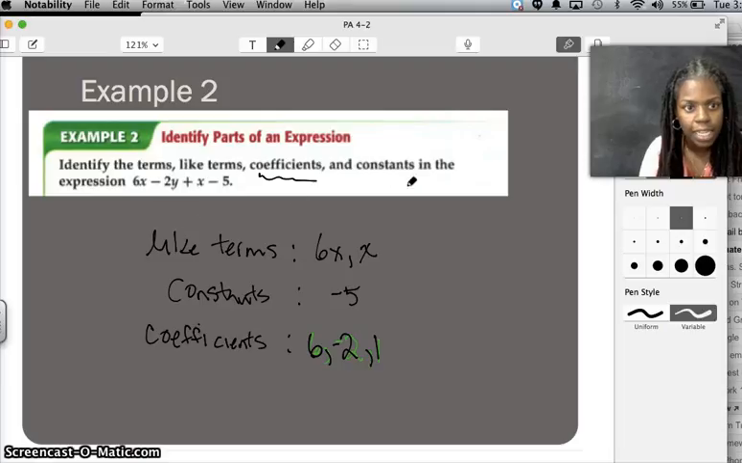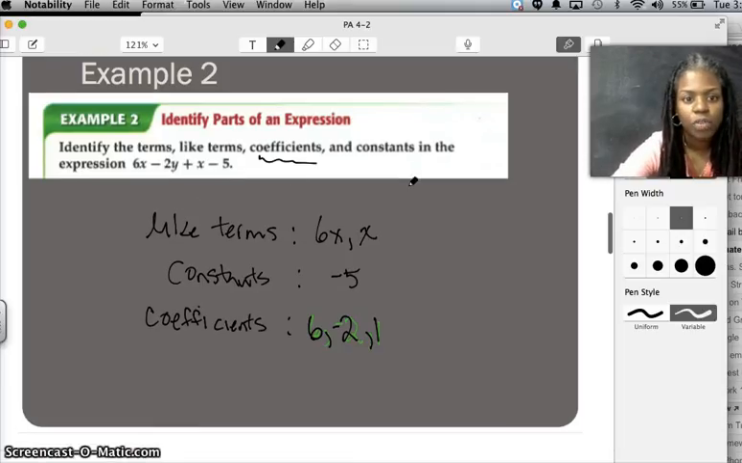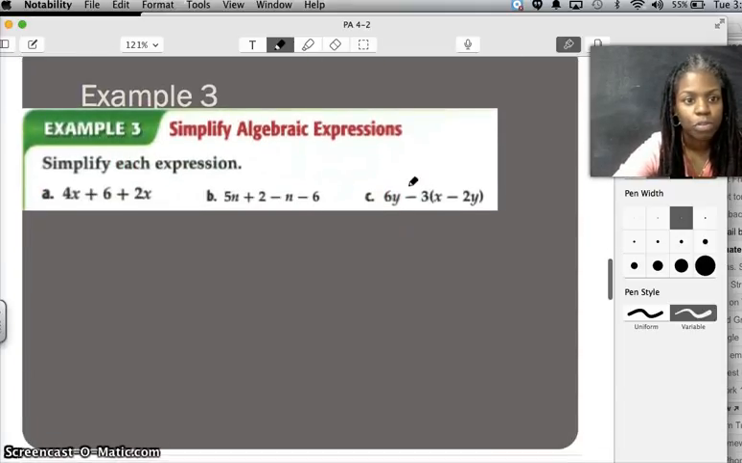So I think I got it. I think I got them all. All right. So now that you've done that, you can move on to example 3 with me. So now we're actually going to simplify what we're so good at already.